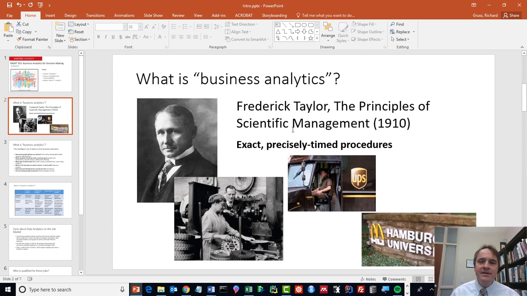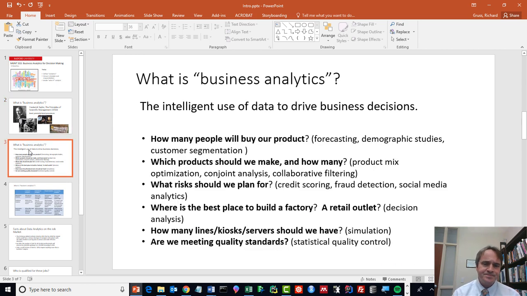So analytics then kind of starts with this traditional quantitative measurement, data-driven side to business, and then extends it to something much more sophisticated. So what we mean in general by business analytics is really just the intelligent use of data to drive business decisions. So throughout the semester, we're going to be looking at business decisions, and as we get into these sophisticated models, it really always comes back to answering some kind of key operational business decision.